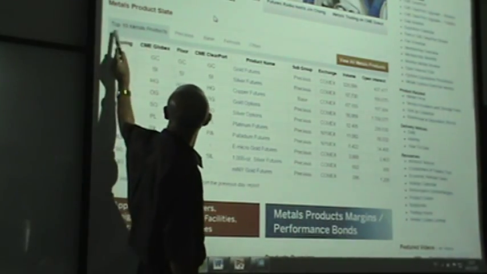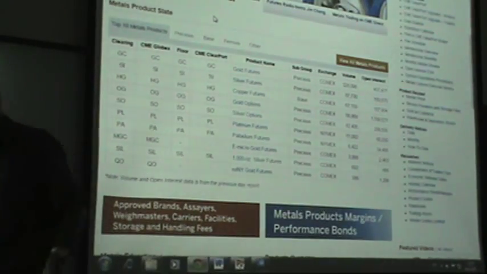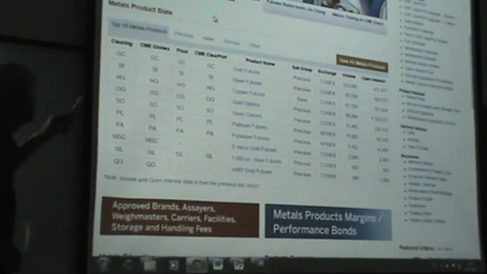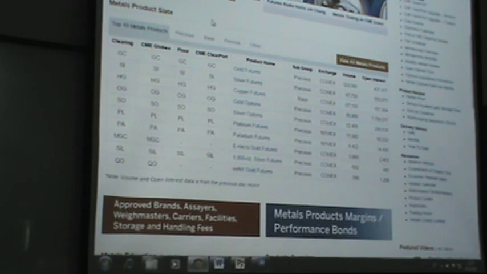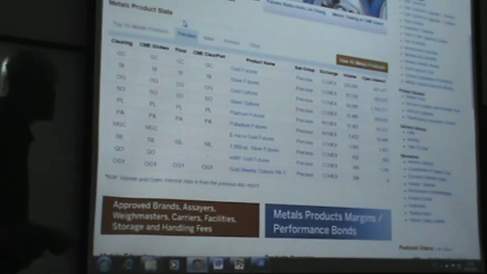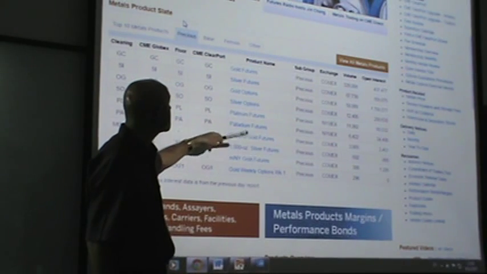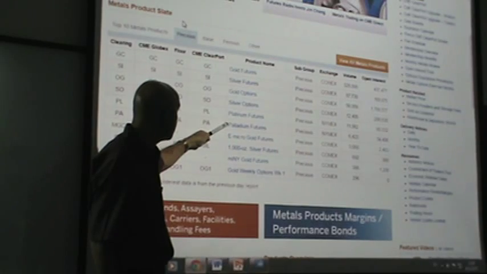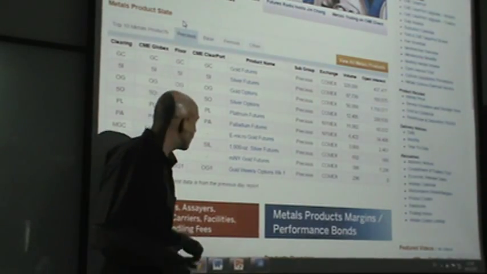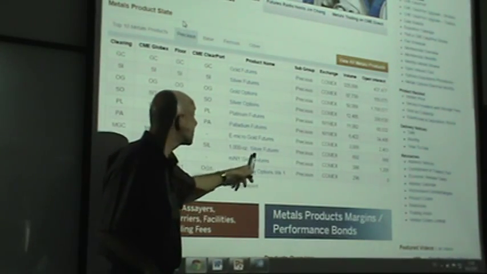Now, you have here the top 10 metal products. You can click only on precious and see what's trading in precious. Remember, these are just the top 10. In precious, you're probably going to have palladium, platinum. Let's see what else is trading in precious. Okay, you've got gold, silver, gold options, silver options. Platinum is the third big one. Palladium. Then you've got E-micro gold futures.